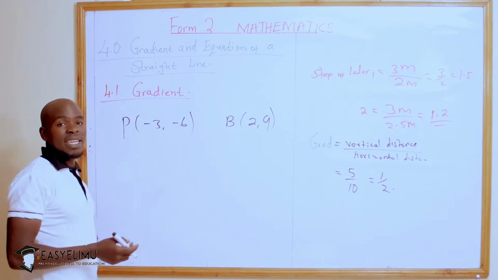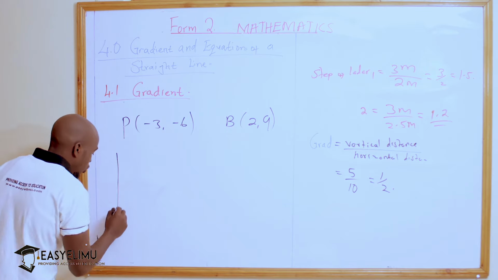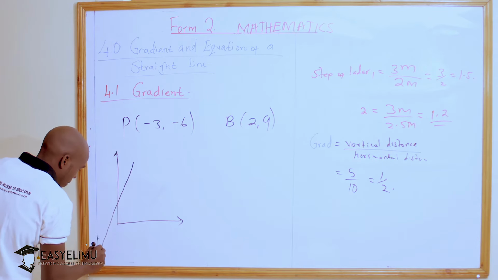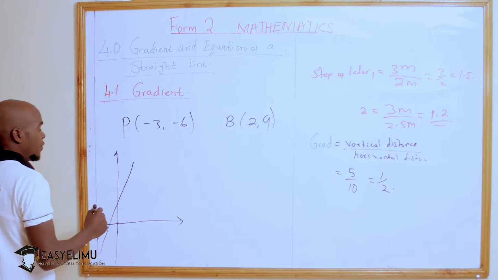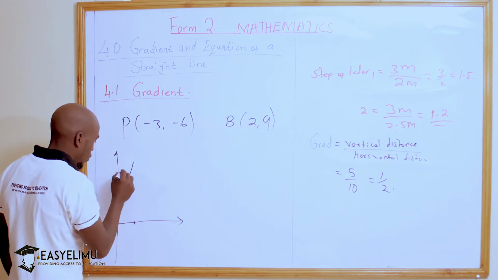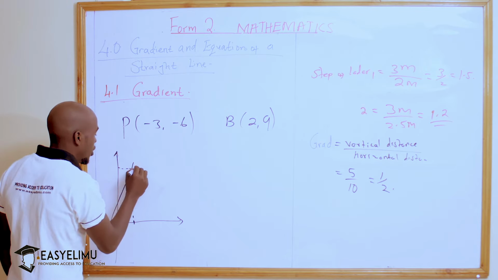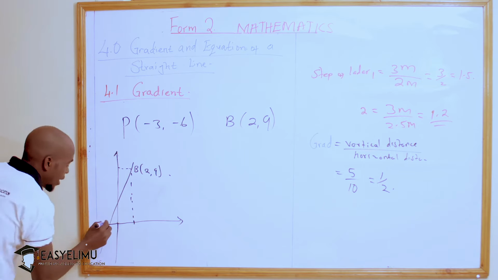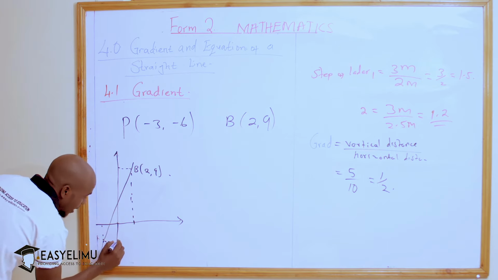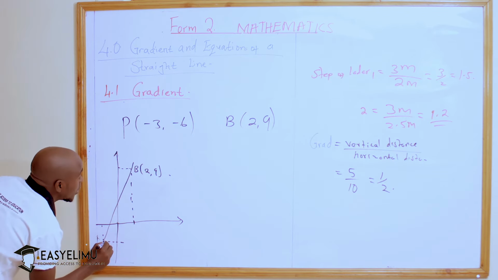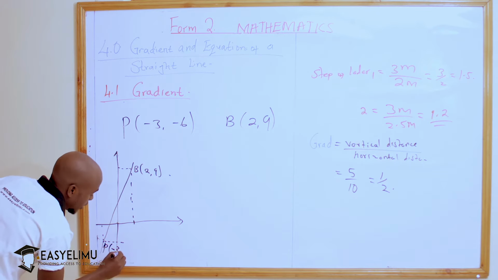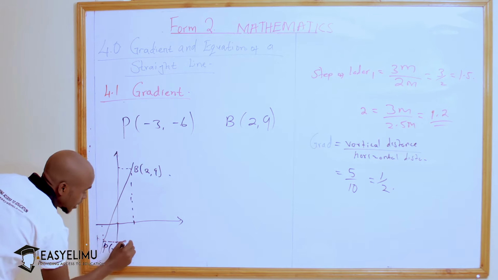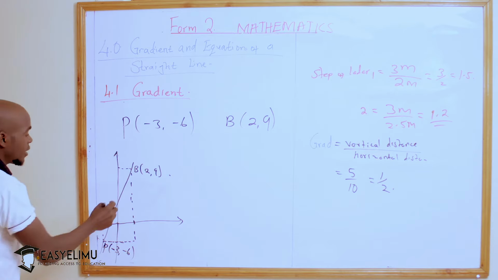So on just a demonstration or on a sketch, you will find that our line may be passing through something of that sort, such that if here is 2, here is 9, so this point here may be (2, 9), which is B, and the other one here is P, which is (-3, -6). So those are the 2 points. So we need to determine the gradient.